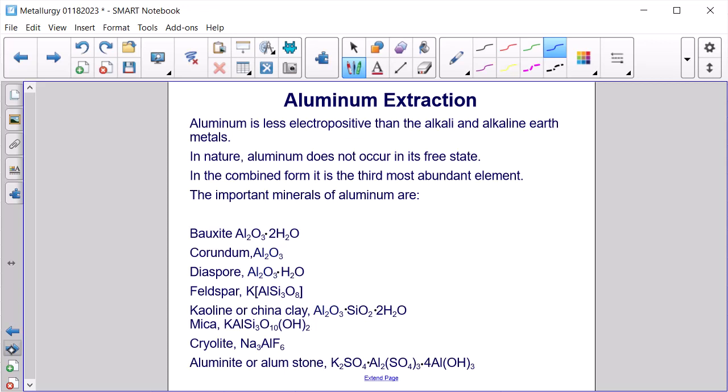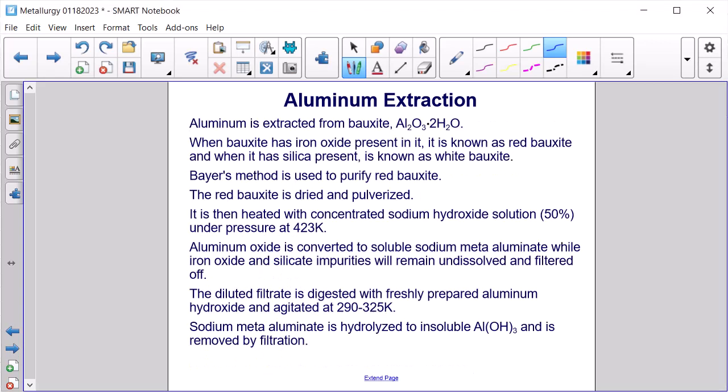The important minerals of aluminum are bauxite, corundum, diaspore, feldspar, kaolin or china clay, mica, cryolite, aluminite or alum stone. Aluminum is extracted from bauxite, which is Al2O3 hydrated with 2 waters. When bauxite has iron oxide present in it, it is known as red bauxite, and when it has silica present, it is known as white bauxite.